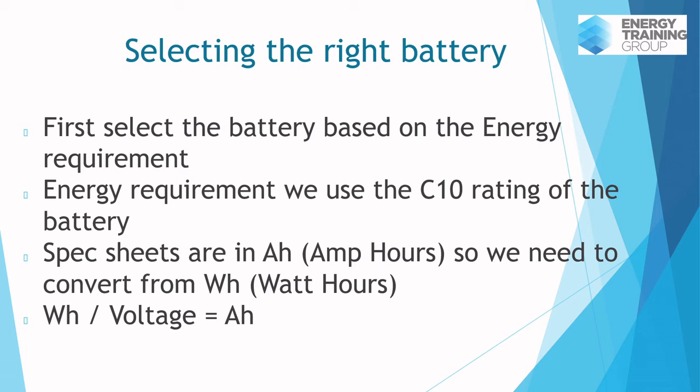So to get it in amp hours, we do watt hours divided by our battery voltage, which will equal our required amp hours. We needed 8,850 watt hours. We're doing a 48 volt battery bank, so we do 8850 divided by 48, and we can see we need 184.375 amp hours of usable energy in our batteries.